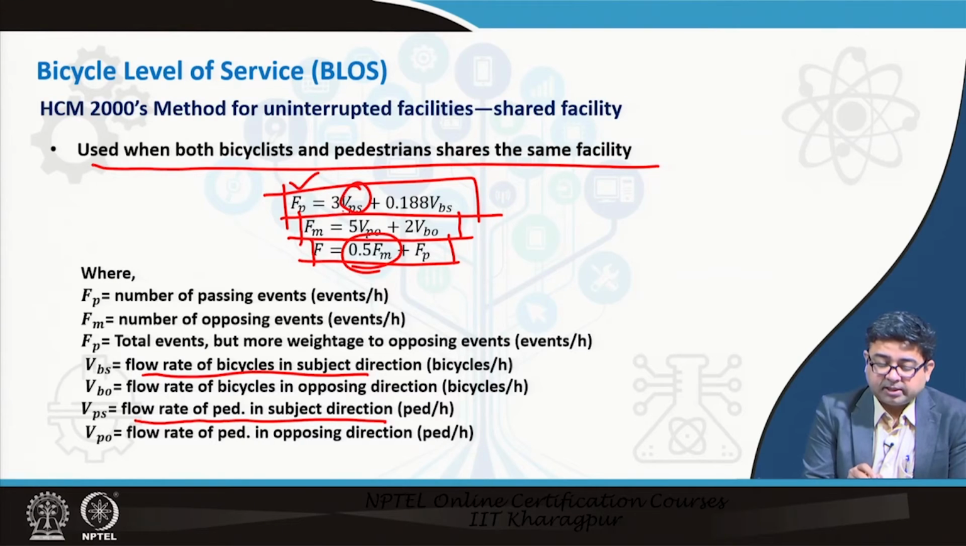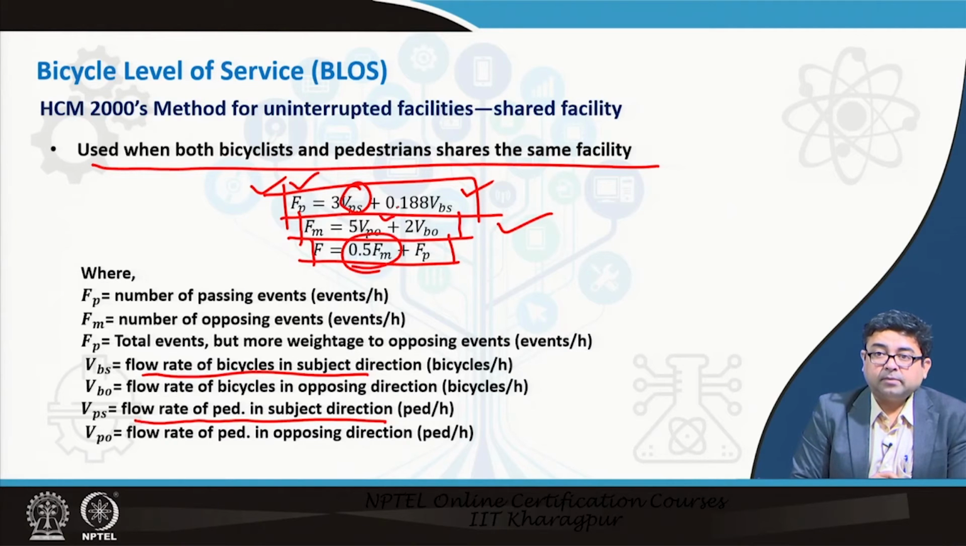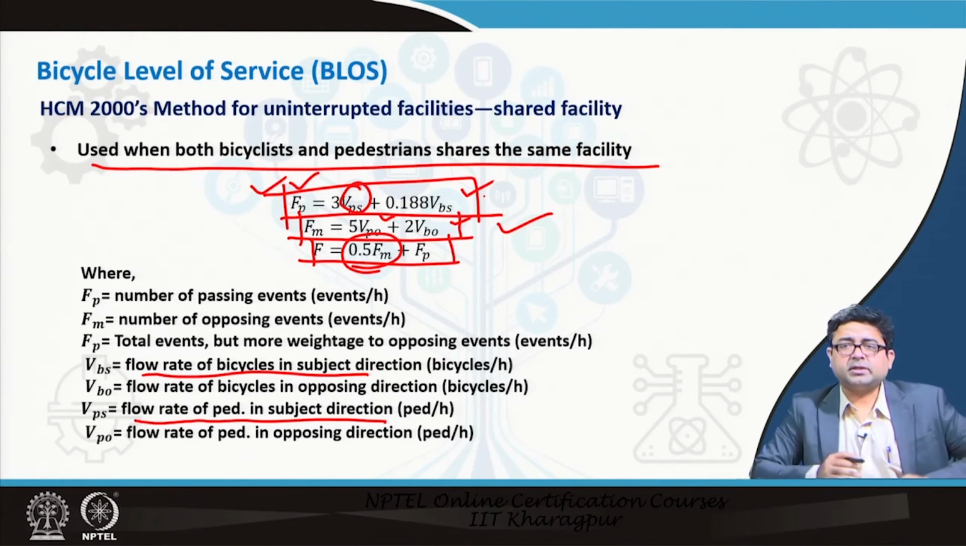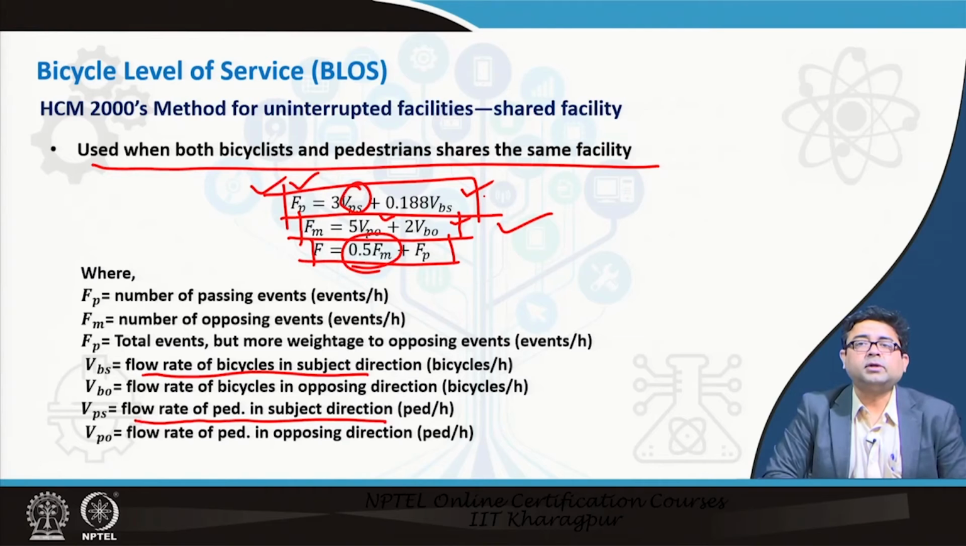So, the formula is 3 times the flow rate of pedestrians plus 0.188 times the flow rate of bicyclists, which will give you the number of events in the passing direction, and similarly the number of events in the opposing direction will be given by 5 times the flow rate of the pedestrians plus 2 times the flow rate of the bicyclists. Simple enough.